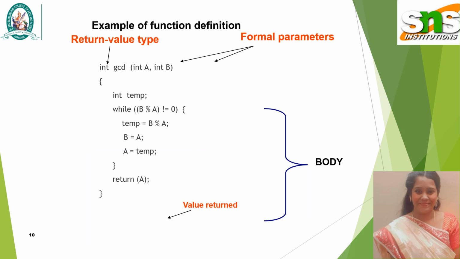This is an example of values passed from actual parameters to formal parameters. The function name is GCD. It has the parameters A and B. The value of B is passed to 0, and the value of B modulo A is passed to another variable called a temporary variable. The formal parameters are passed to actual parameters: B is assigned to A, and A is assigned to the other variable called temp. So this is an example of passing values to a particular function.